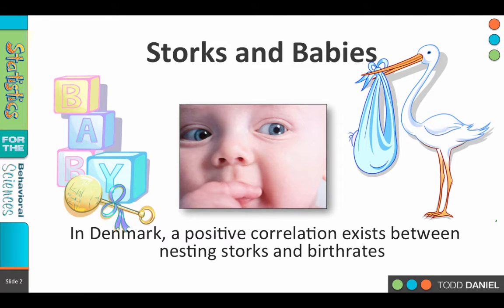But there's a better explanation. You see, in Denmark, when couples want to start a family, they move out of cities and into the suburbs. And the houses where they live in the suburbs have these steep angled roofs. Now, the storks prefer those steep angled tar roofs that are present on the houses in the suburbs because it's better for the storks to build their own nests. So yes, there is a correlation between storks and babies, but not a causal link.